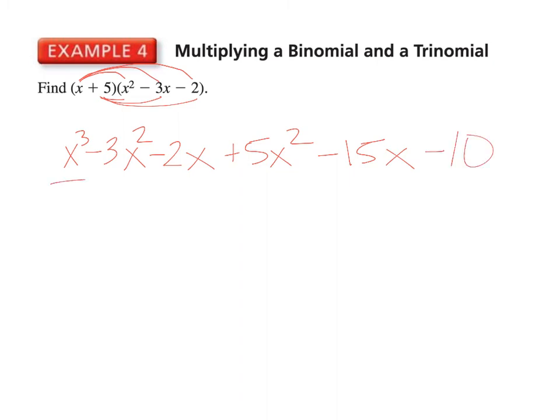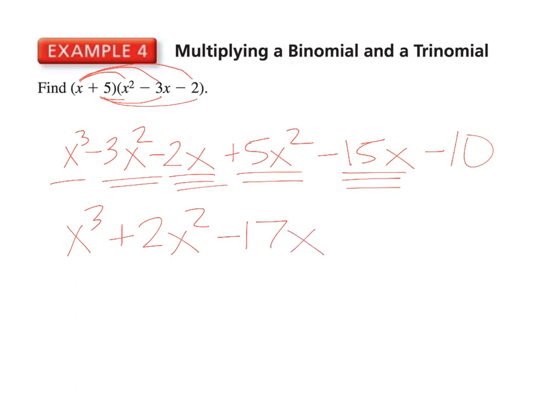All right, so I have x cubed. Then I have negative 3x squared plus 5x squared, which is plus 2x squared. And then I have negative 17x. And I have minus 10.